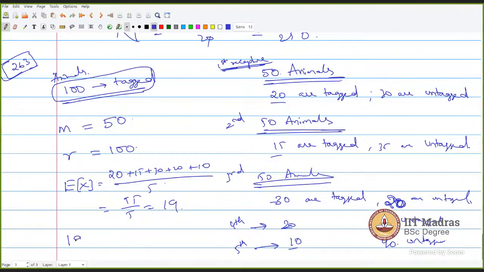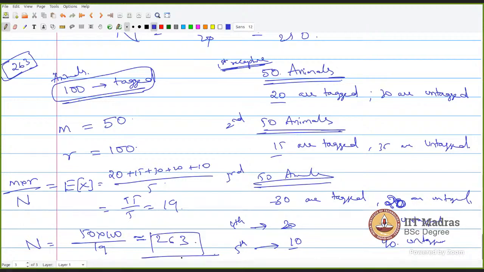Now what we have to do is simply, as X follows hypergeometric, expected value of X will be M times R by capital N. So N will be 50 times 100 by 19. So if you compute this, it is approximately 263. So like this, depending upon the question, you should estimate the parameter or the variable which we are asking.